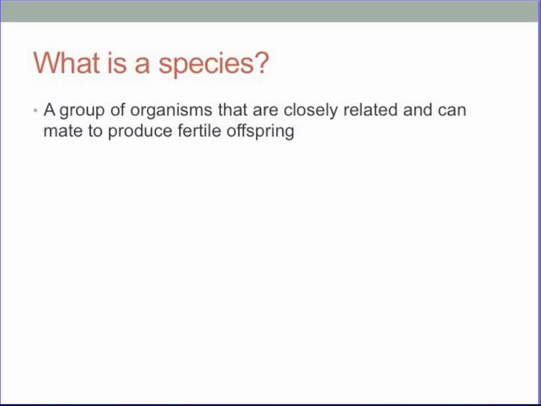A species is a group of organisms that are closely related and can mate to produce fertile offspring. So back to the wolf example, if I get a wolf from North America and I get a wolf from Russia, they are able to reproduce and create fertile offspring, so they are considered the same species.